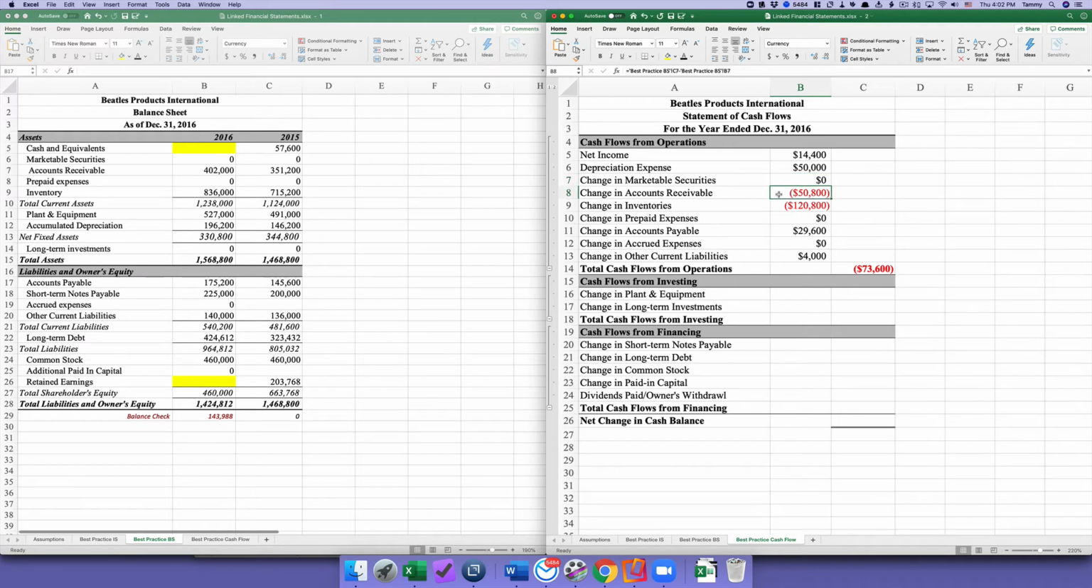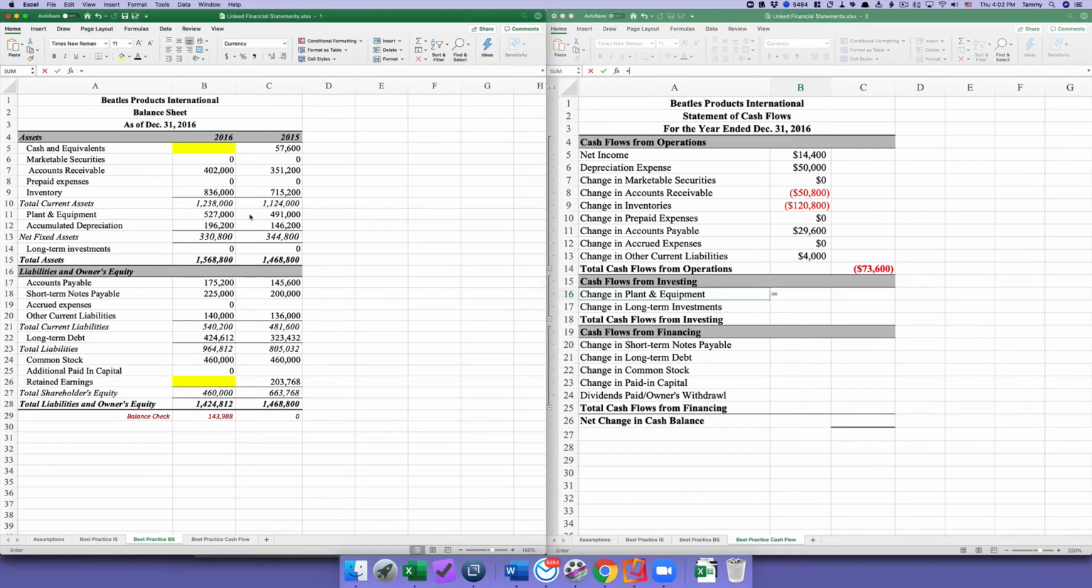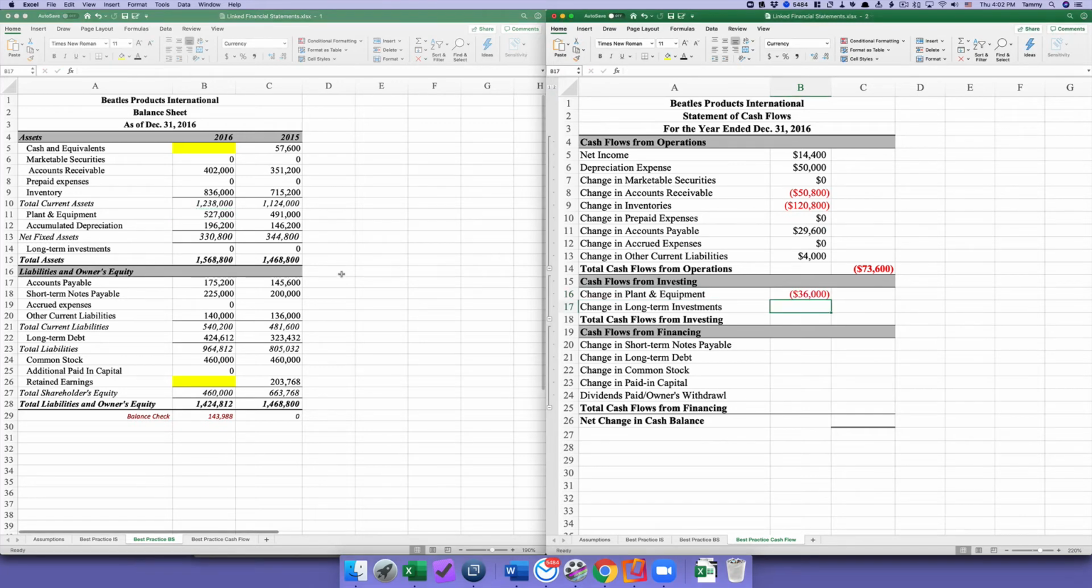That means that we are waiting for more money from our customers, so that's a negative cash flow. Likewise with our plant and equipment, right? If we have more this year, which we do, it's going to be a negative cash flow. So we subtract this year's from last year's. So negative $36,000 in cash flow from an increase in plant and equipment.